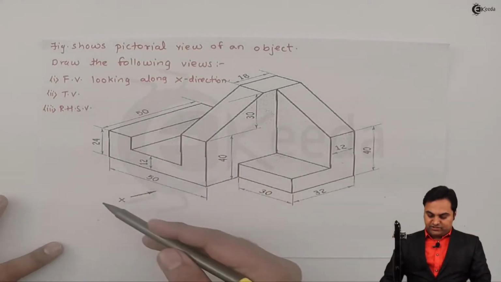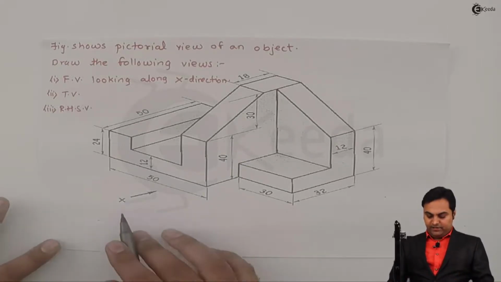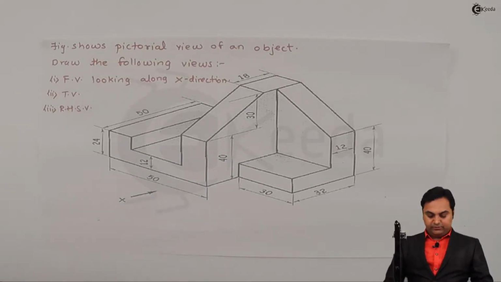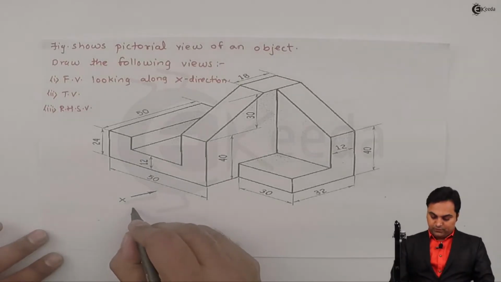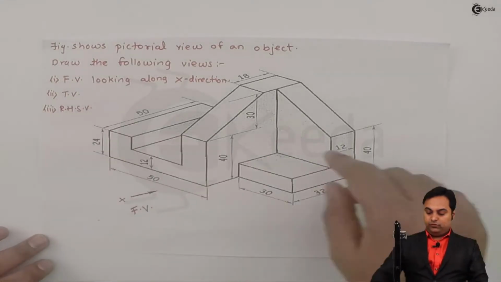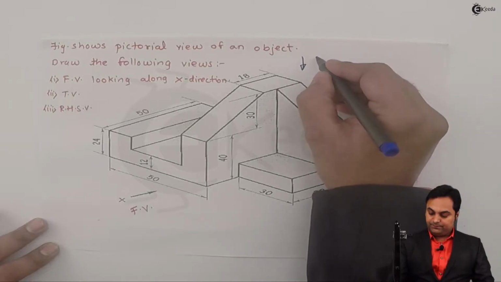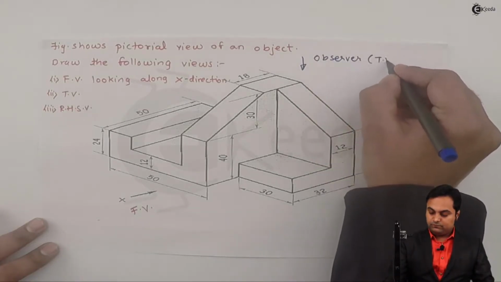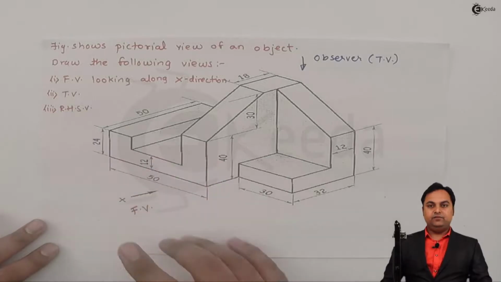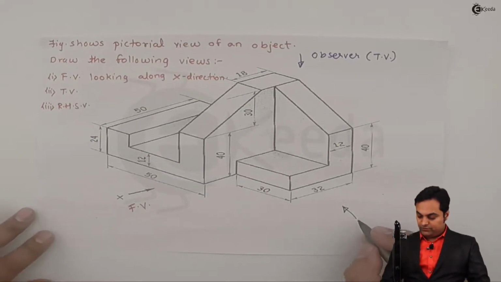Here this diagram which is given is called a pictorial view of the given object. Now for this object we have to draw the front view and the direction will be along X. It means by looking into this direction we are going to plot the front view. Next, top view, and for top view we would be here as an observer. Then right hand side view. For right hand side view, this will be the location of the observer.